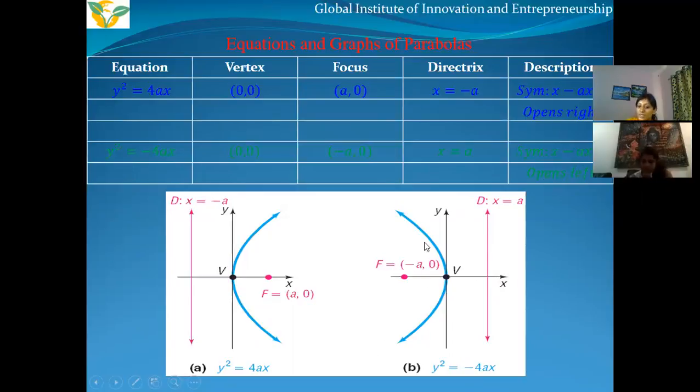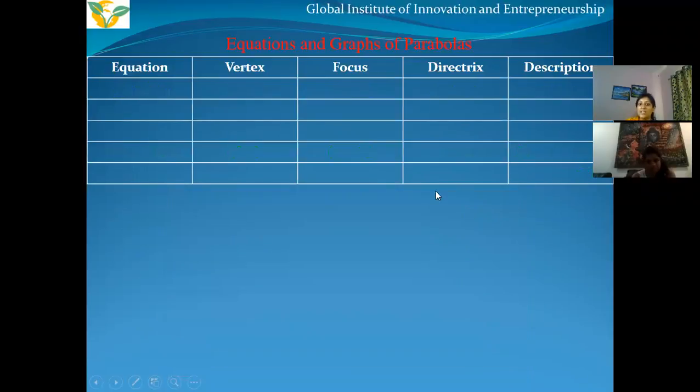So here the focus is minus a, 0. And the directrix is on the positive side of the x-axis, so x is equal to a. Its vertex is the same, at the origin 0, 0. The focus is on the negative side of the x-axis, that is minus a, 0. The equation of the directrix is x is equal to a. And the parabola is symmetric about the x-axis, opening towards the left side.